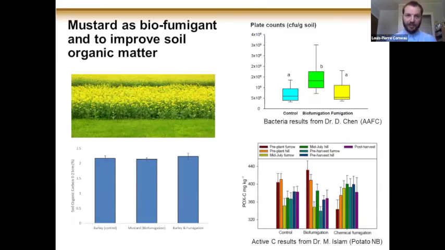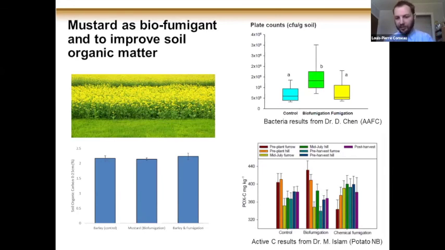So another big study that we are carrying out in Fredericton is the use of mustard as a biofumigant to improve soil organic matter. My side of the project is for improving soil organic matter. The larger project is also linked to the objective of decreasing some PED disease in potato. Because we started only 2 years ago, we see on the bottom left that the amount of carbon is not changing that fast. So we have to look at the soil organic matter pools that can be affected much more rapidly by a change in management practice.